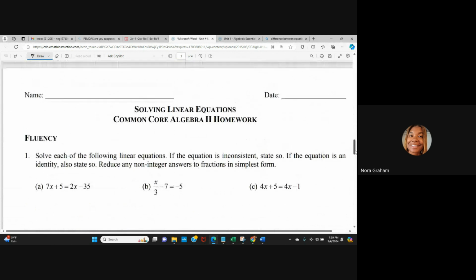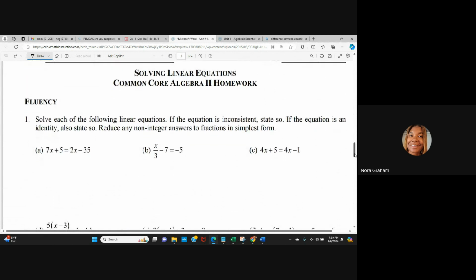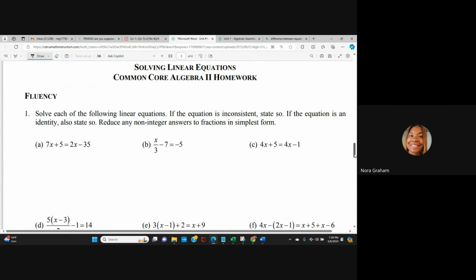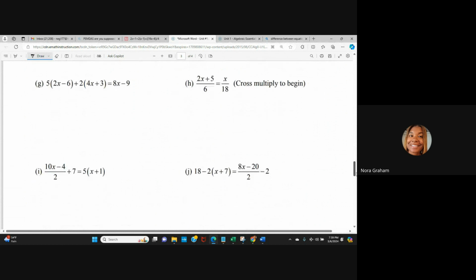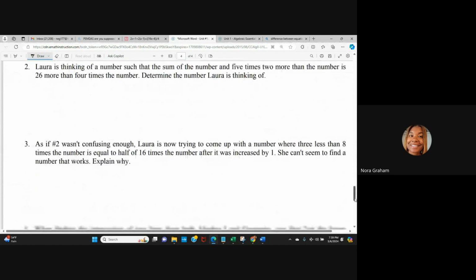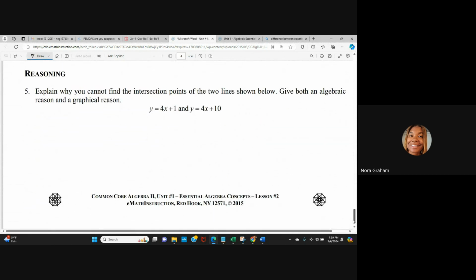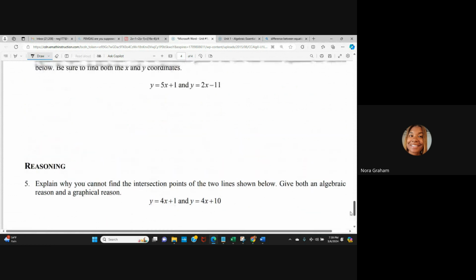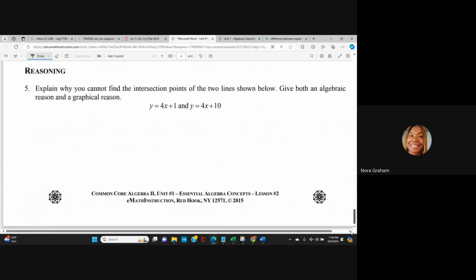All right, so for this one, again, if you need help with any of these problems right here for fluency, A through, oh, there's a lot, J, or applications, leave a comment and I'll either comment back to you with step by step solutions, or I can do another video for you, okay?